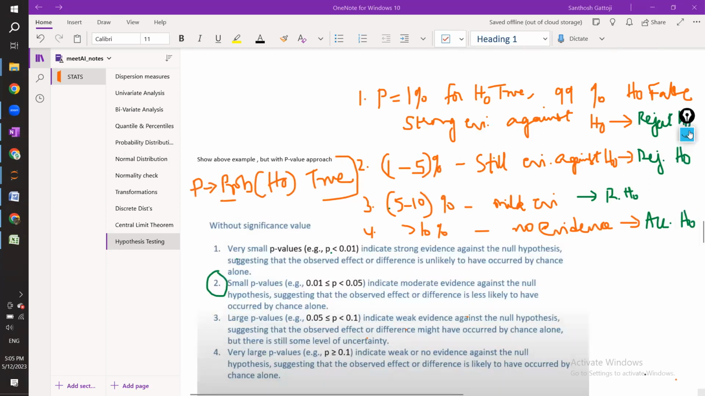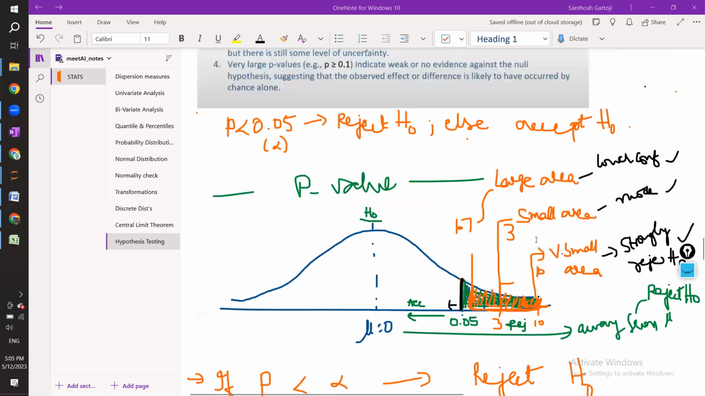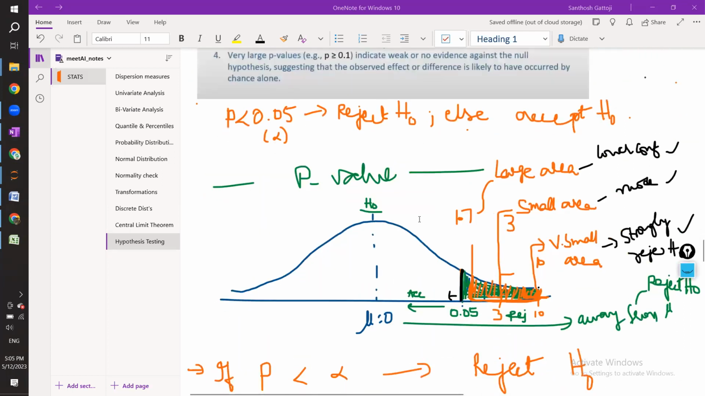So if the p-value is less, what does that mean? We have less probability to accept the null hypothesis. In other words, we cannot accept the null hypothesis, so we will reject the null hypothesis. That is as per the statement.